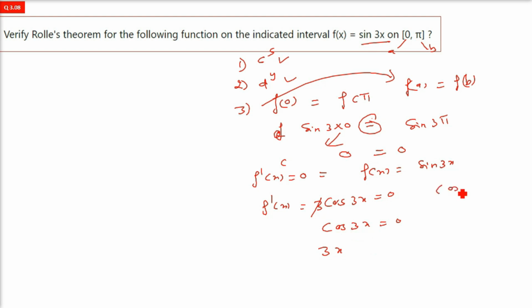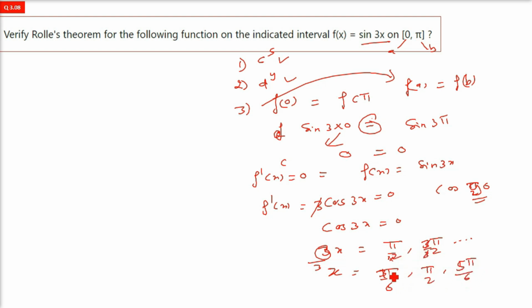3x is going to be... We know that cos 0 is 1, cos pi by 2 is 0. So cos 90 is 0, cos 3 pi by 2 is 0. All these values are 0. So when you need x, you have to divide left and right hand side by 3. So we get x is equal to pi by 6, this 3 goes down. Here you have 3 pi by 2, the 3 gets cancelled, so 5 pi by 6, and so on.